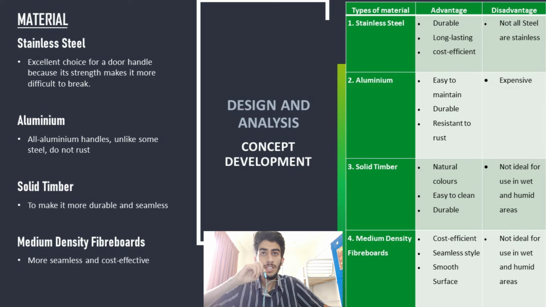Third is solid timber. Solid wood has been used as a primary construction material for many years. Aside from that, it's great for creating a design with a neutral aesthetic. To make it more durable and seamless, different coat finishes can be applied to improve its appearance.